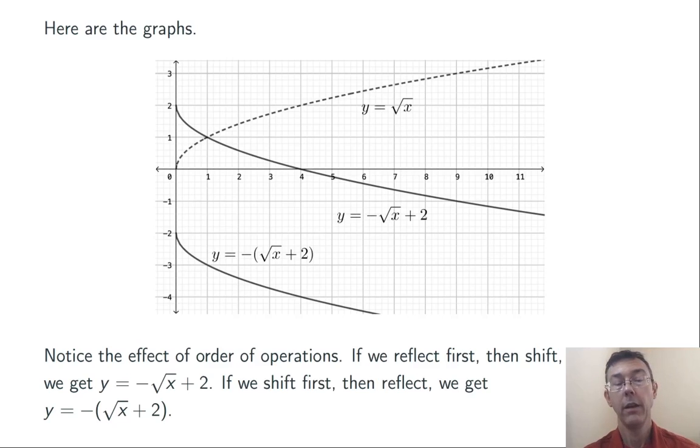On the other hand, the bottom graph here, y equals negative the quantity square root of x plus 2, starts with that vertical shift. So we take that dotted graph and move it up by 2 units, and then reflect the whole thing over the x-axis. For instance, when we shift it up by 2 units, the point that was at 0, 0 moves up to 0, 2. And then reflecting it over the x-axis will change the sign of that y value, moving the point 0, 2 to 0, negative 2.